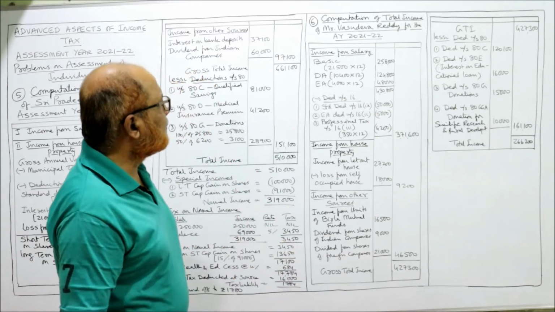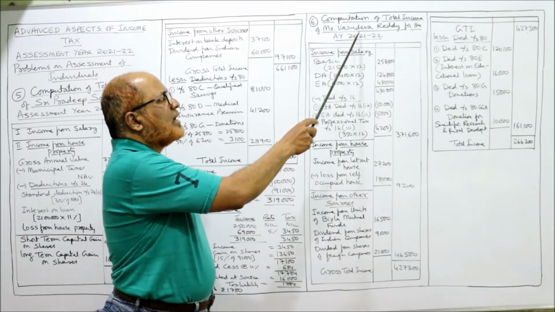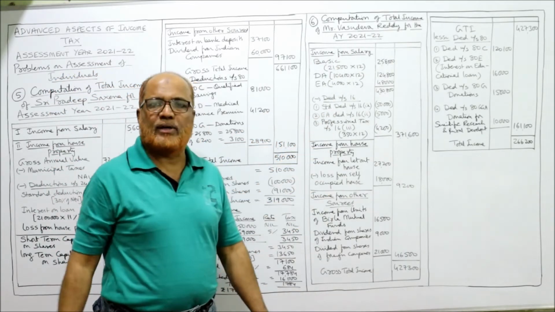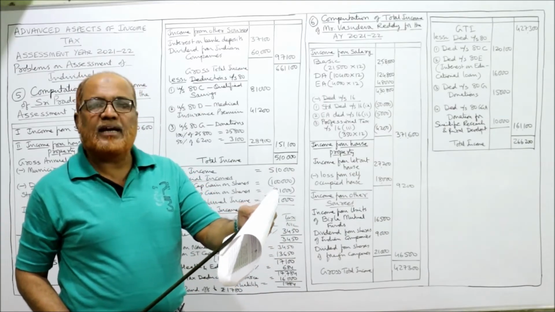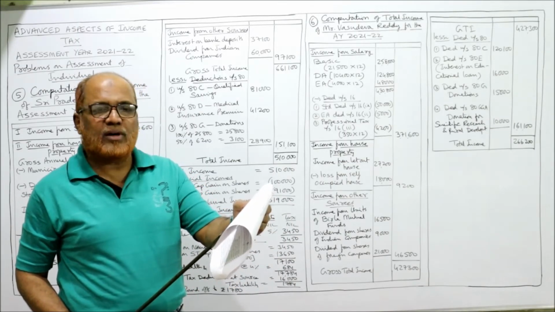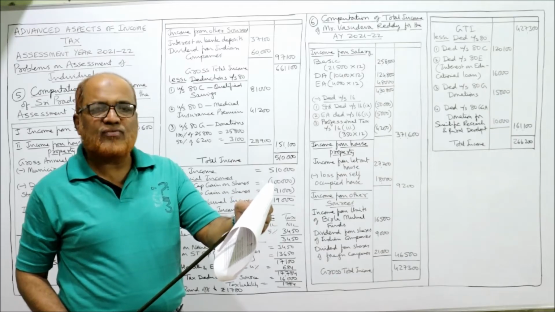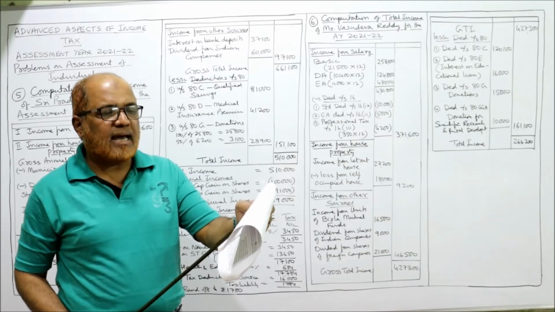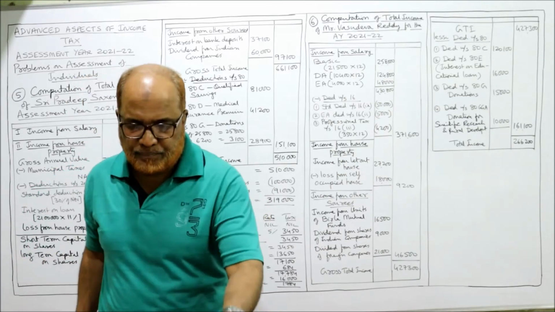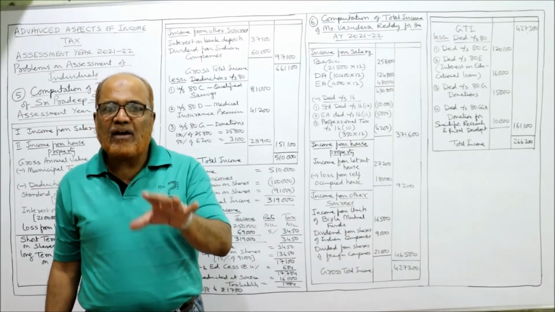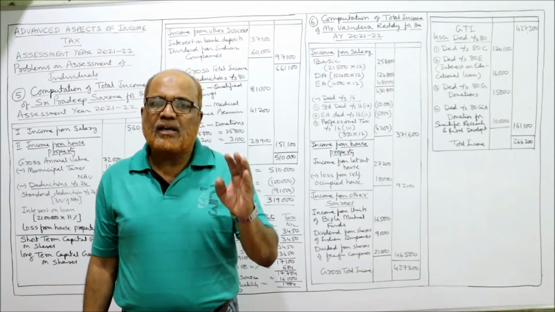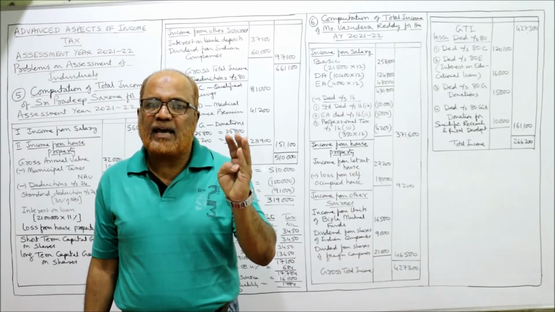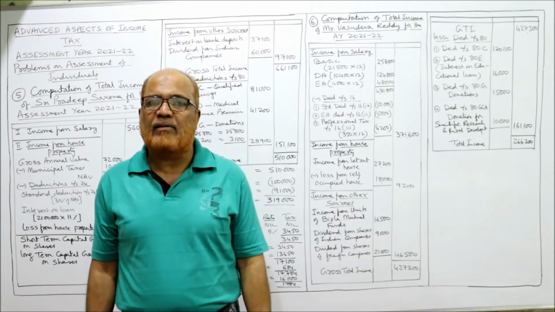So here you can see computation of total income of Mr. Vasudeva Reddy for the assessment year 21-22. Basic pay 21,500, DA dearness allowance 10,400 per month, entertainment allowance 4,000 per month, profession tax paid 350 per month. So here we have to compute the income from salary. We are given basic salary, DA and EA, entertainment allowance.